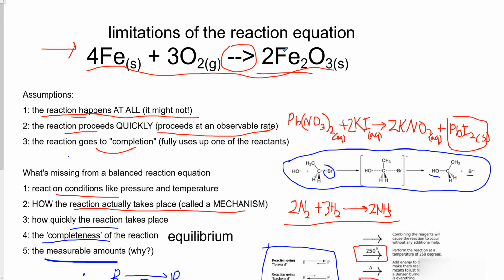So, again, limitations. These reaction equations don't tell us what is required beyond the reactants. They don't tell us how fast it works. They don't tell us how it actually works. They don't say how far the reaction goes. And they don't tell us how much of the products and reactants we're going to have.